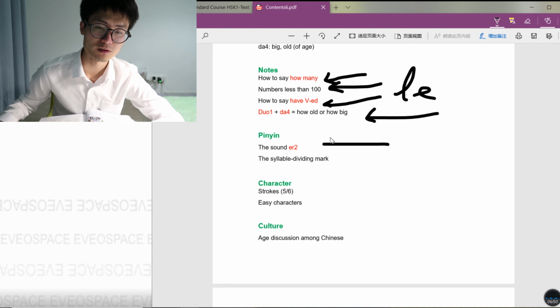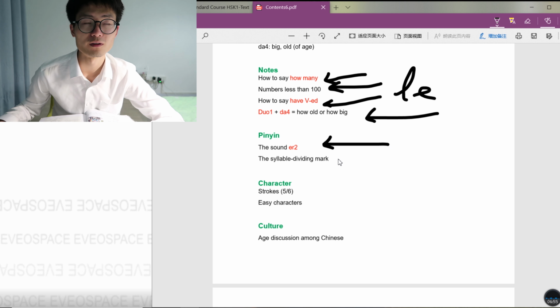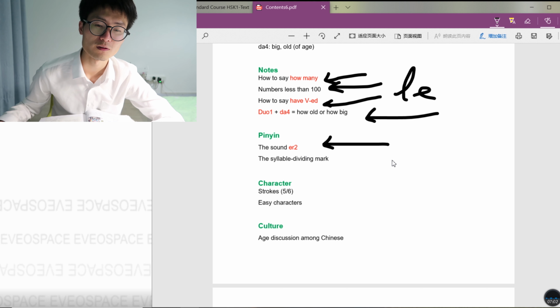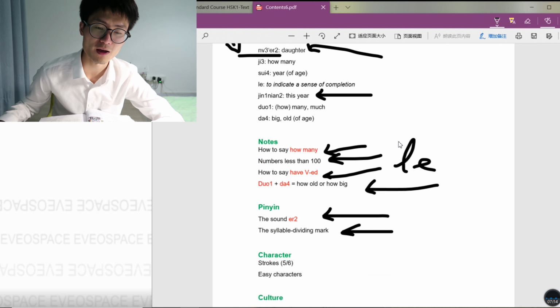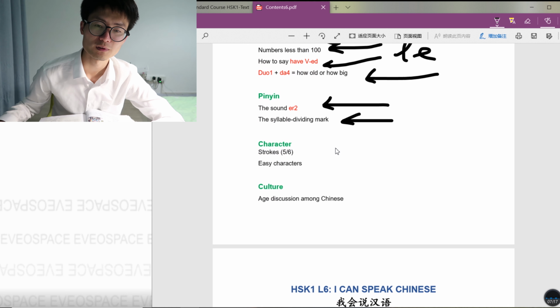And then we have learned the pinyin r, like in 小鸟, like in 饭馆. And then we have the syllable dividing mark, basically like this one. You have a dividing mark there. And then we have strokes, we have easy characters, and we have the culture corner there.